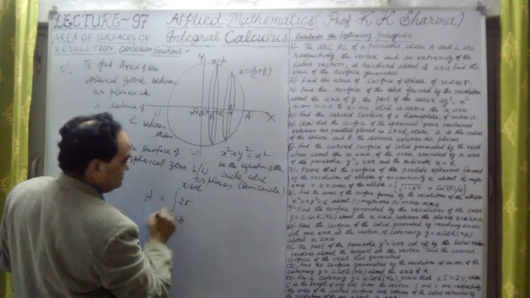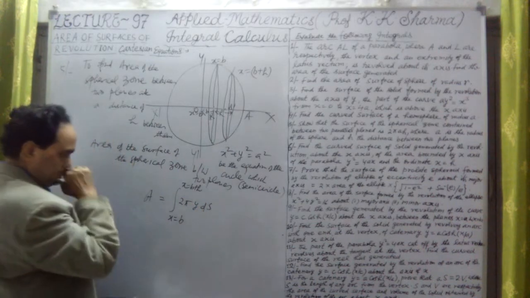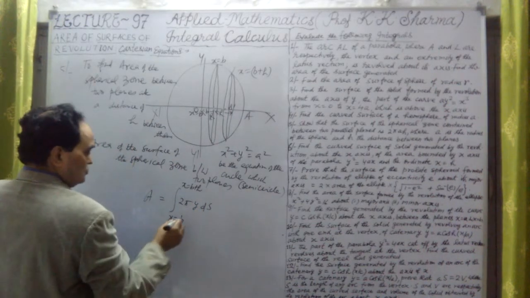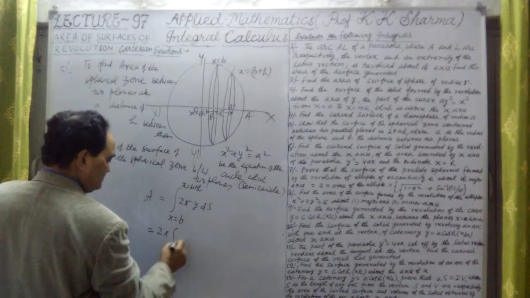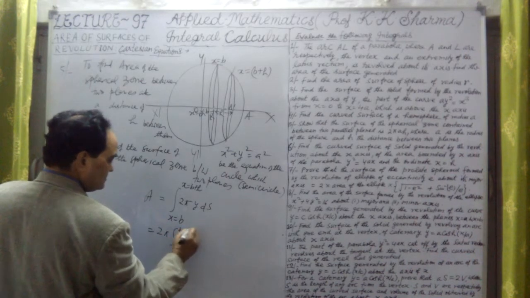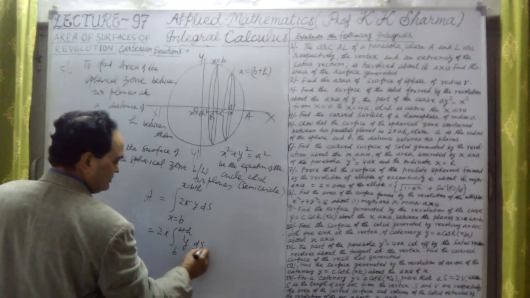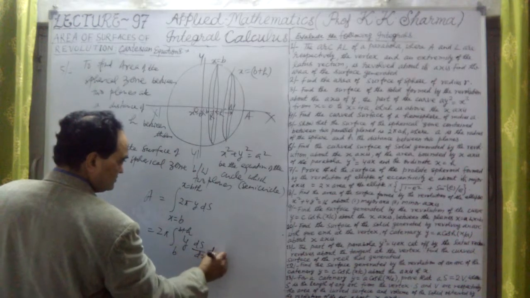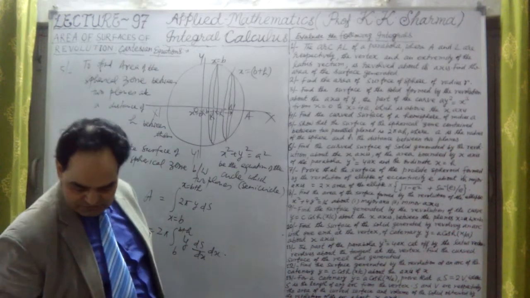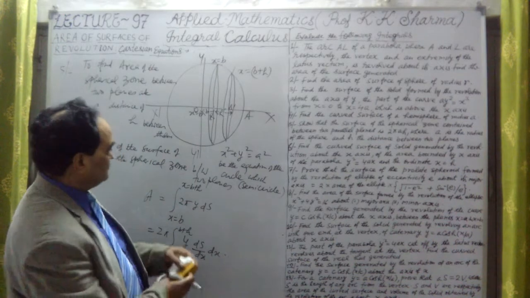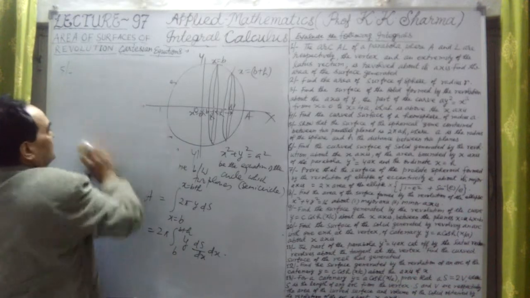Try to understand, this is y into ds again. So we have twice pi, with limits b to b plus h. Now y as it is, and ds we will write as ds upon dx into dx. Now let me find out what ds upon dx is.